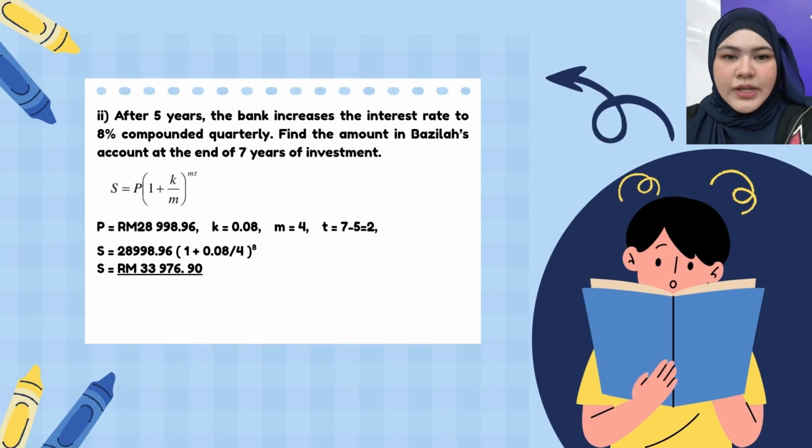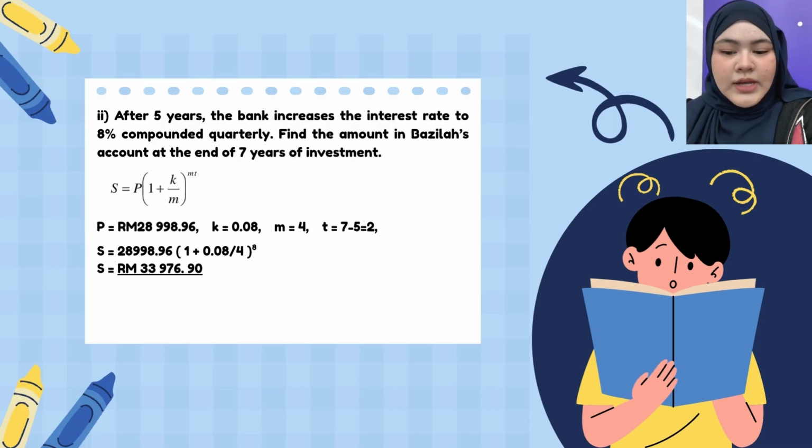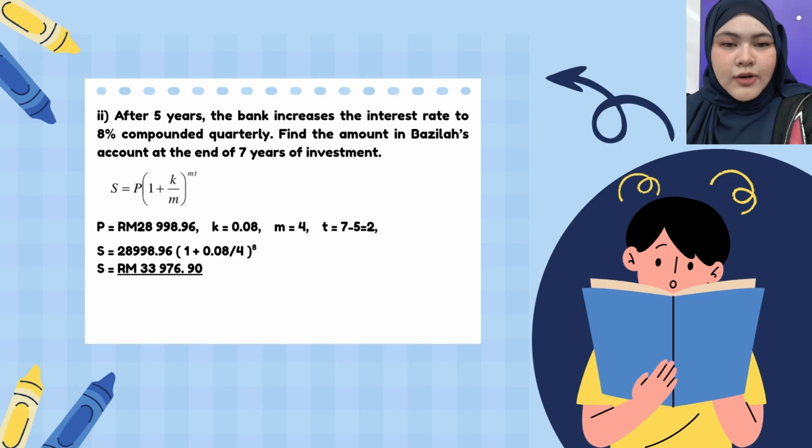Last but not least, for Part A, Question B2, after 5 years, the bank increases the interest rate to 8% compounded quarterly. Find the amount in Bazila's account at the end of 7 years of investment. In this calculation, I'm going to use the formula S equals P open bracket 1 plus K over M close bracket to the power of MT.